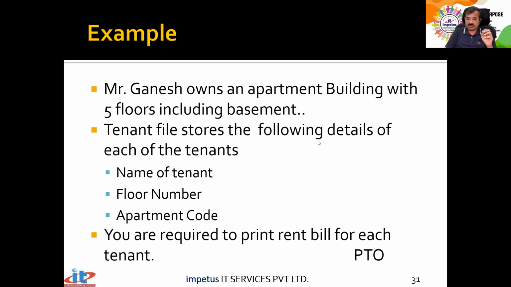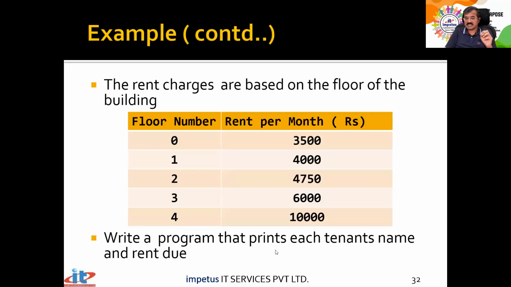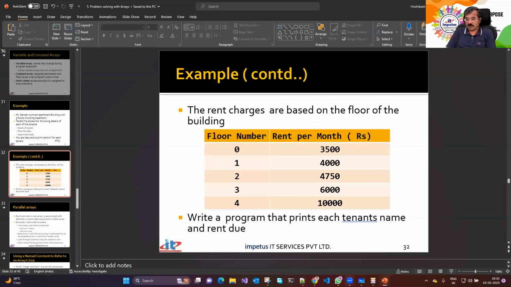The tenant file stores the following details: name of the tenant, number of floors, and apartment codes. You are required to print a rent bill for each tenant. And this is the chart that has been given: for floor number 0, this is the rent per month, for floor number 1, this is the rent per month, and so on. Now let's try and address or solve this particular problem.